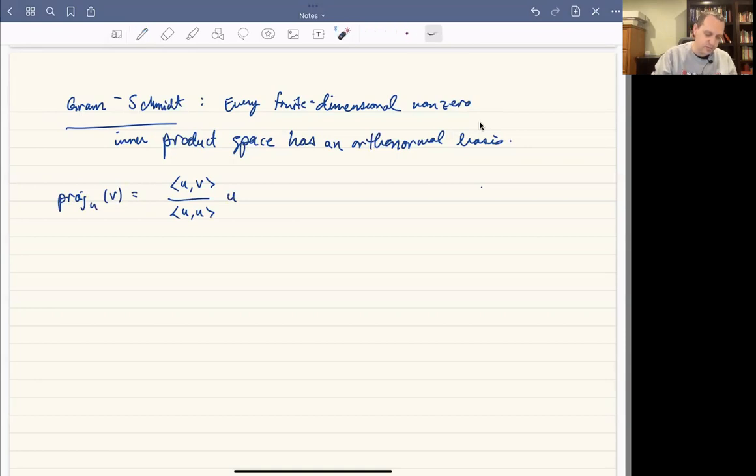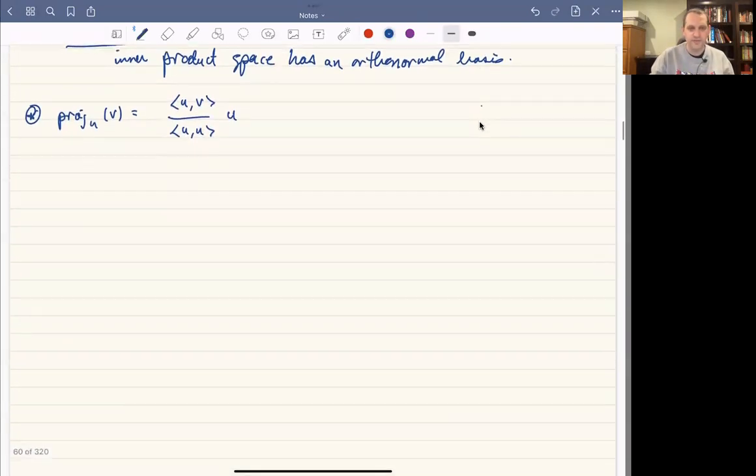Okay, so this is some scalar times u. So that's the projection of v onto u. And that's an old idea. We talked about this in the special case when the inner product is the dot product. But here we work this out in general, for arbitrary inner product spaces.